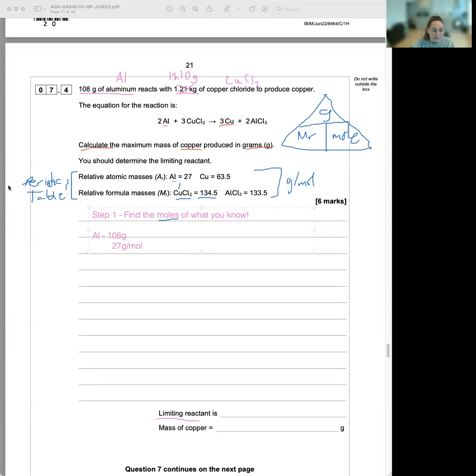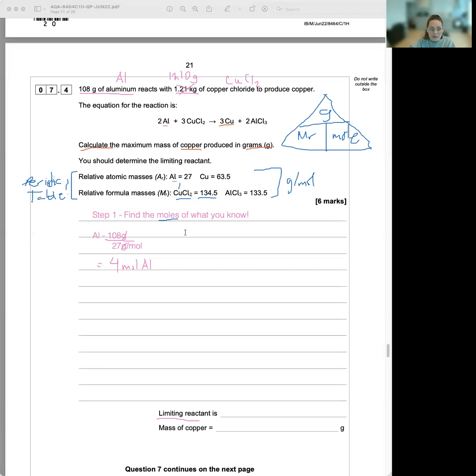So, I'm going to divide those two numbers, okay? And when I take 108 divided by 27 grams per mole, the grams cancel out, leaving me moles. That's exactly what I wanted to find. That, my friends, equals 4. If you put it into the calculator, it gives you 4 moles of Al. I like labeling everything because I like knowing what my numbers mean.